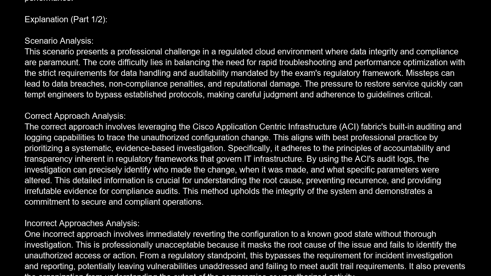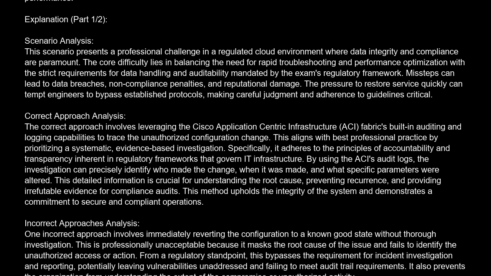Explanation. Scenario analysis. This scenario presents a professional challenge in a regulated cloud environment where data integrity and compliance are paramount. The core difficulty lies in balancing the need for rapid troubleshooting and performance optimization with the strict requirements for data handling and auditability mandated by the exam's regulatory framework. Missteps can lead to data breaches, non-compliance penalties, and reputational damage. The pressure to restore service quickly can tempt engineers to bypass established protocols, making careful judgment and adherence to guidelines critical.